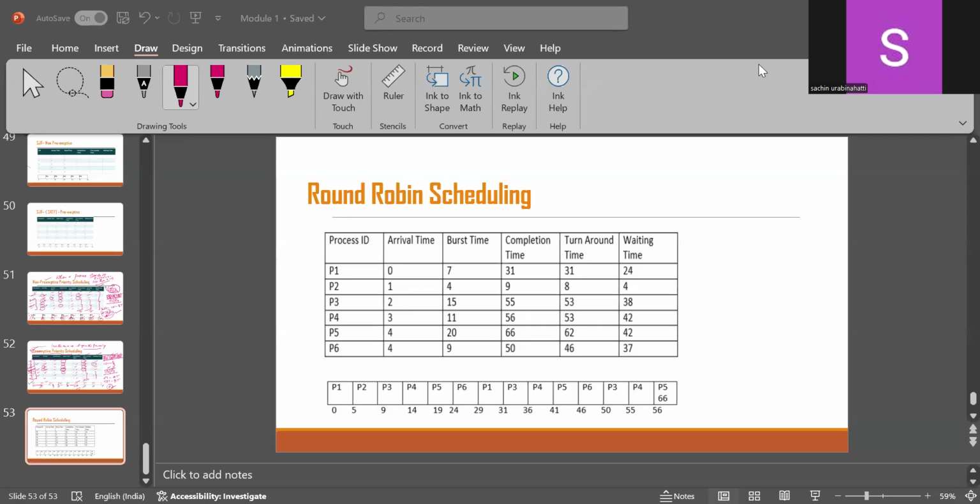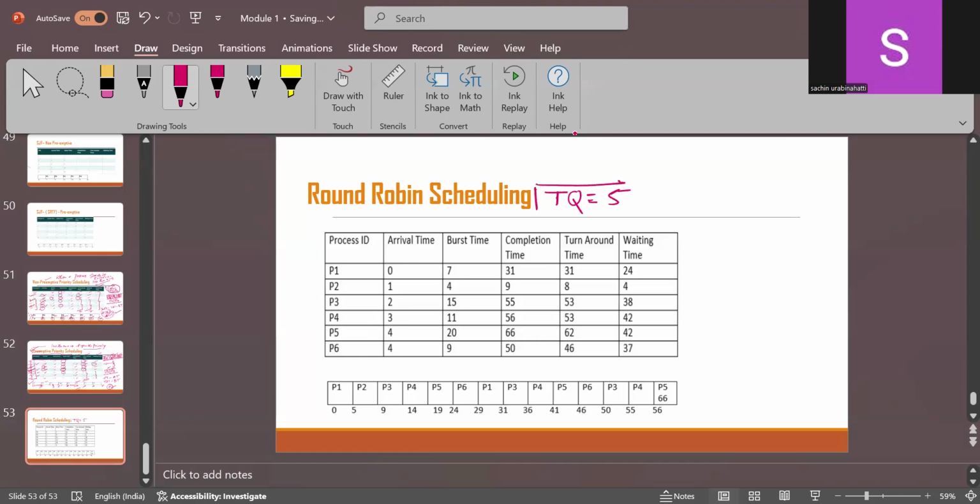Okay, friends. So this is the last algorithm that we will be seeing. This is the round robin scheduling algorithm. The name itself says that round robin scheduling means the processes are executed one after another. But the twist here is that they will give you the time quantum. The time quantum can be given as 1, 2, 3, 4, anything. But I will be solving this problem with the time quantum as 5.